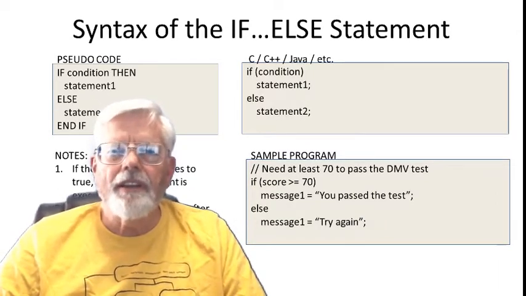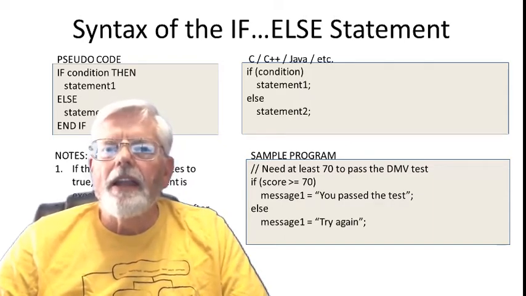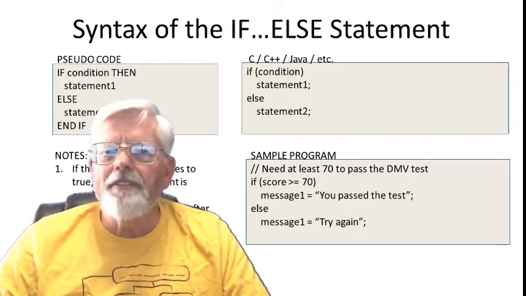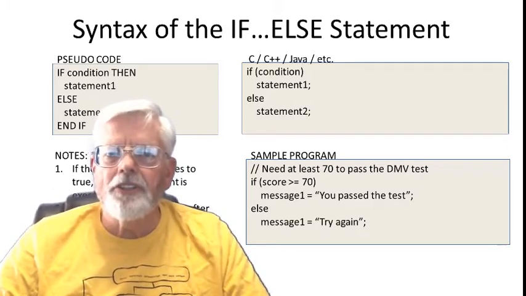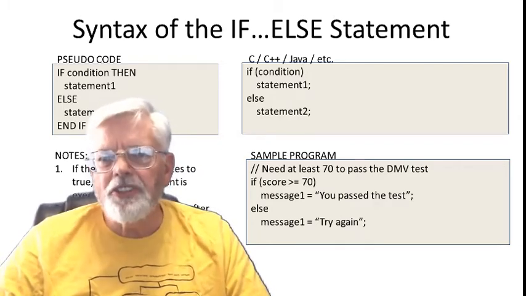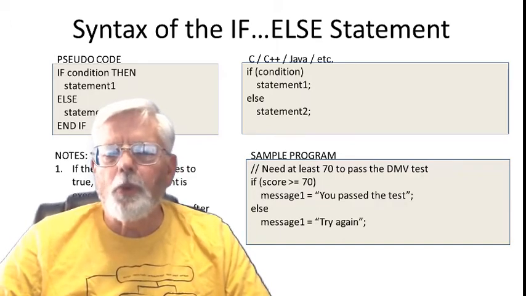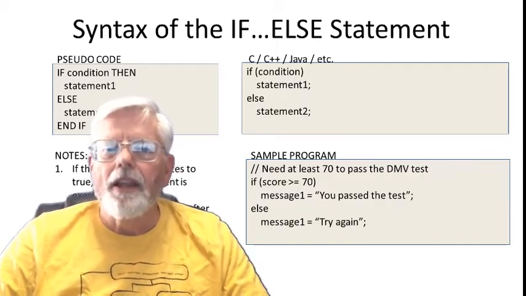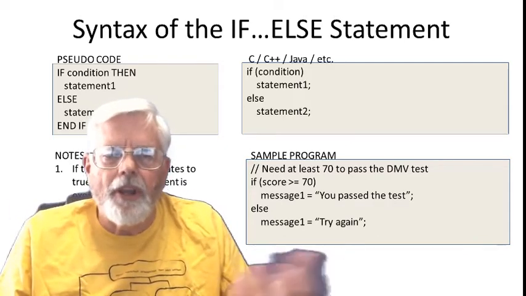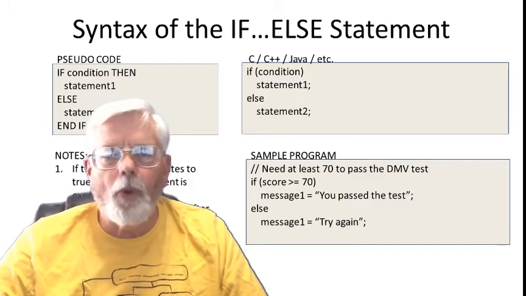The syntax for the if, else. Here is my if, and the condition is something that evaluates to true or false. So here's my if, and then statement 1, else, statement 2. So I can say if score is greater than or equal to 70, message 1, you passed the test. Else, message 1 equals try again. Then later on in the program, I need either couts or printfs or something to display that message, right? Otherwise, it'll just sit in the program, won't go anywhere.